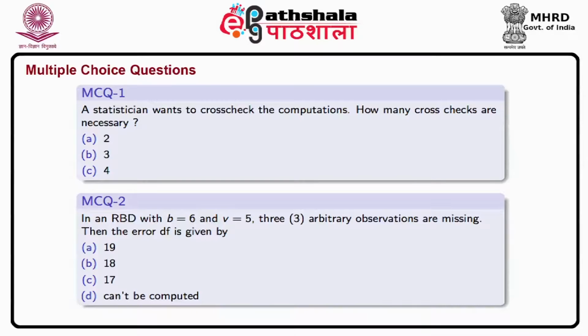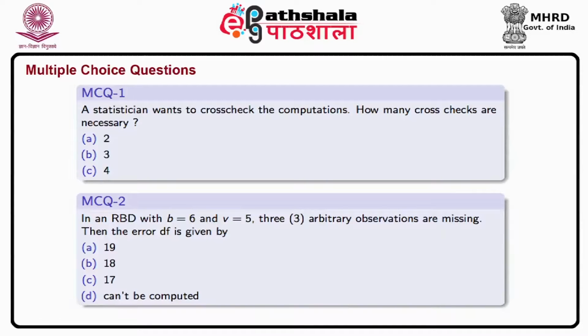So one is 5, other is 4. 5 plus 4, 9. From 29 you take out 9, you get 20. Without any missing observation, the error degree of freedom was 20. That much I can see. It's a simple computation in an RBD framework. Now they are saying there are 3 arbitrarily missing observations. You don't know where they are going out. Now you have to compute the error degree of freedom. So you have to justify how the errors are formulated now and how to compute the error degree of freedom.